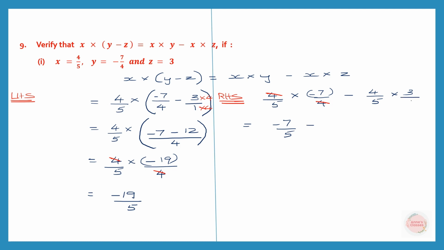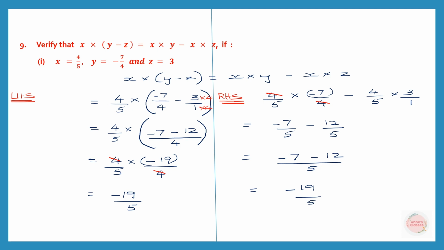let's go to the other side. 3 will have the denominator 1. Now there's nothing to be cancelled, so let's multiply the numerators. 4 into 3, 4 threes are 12, and in the denominator 5 ones are 5. Now denominators are the same, so that will be the same LCM. When denominators are the same, numerators also will be the same. So we have minus 7 minus 12. Signs are the same. We put the same sign and we add. 7 plus 12 is 19 and the denominator is 5.